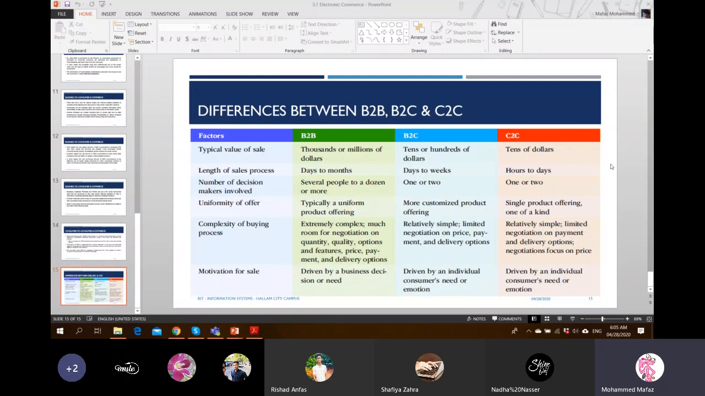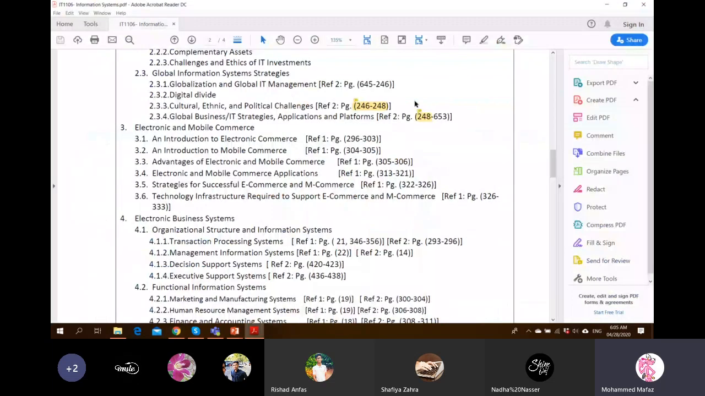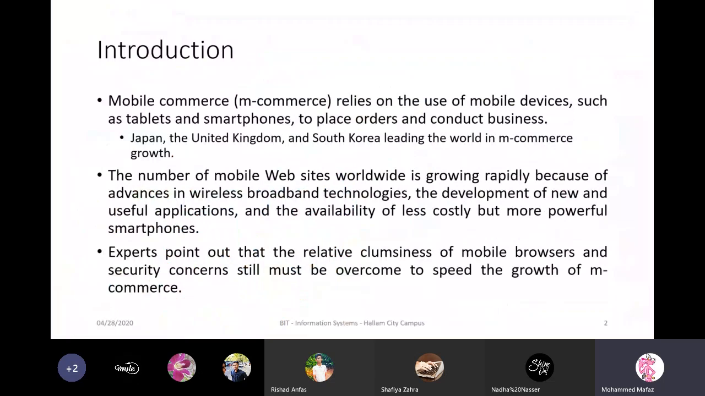So these are some thoughts under e-commerce solutions. Let me move into the final section. Just 9 or 8 slides. Mobile commerce. So mobile commerce relies on the use of mobile devices such as tablets and smartphones to place orders and conduct business. Today, Japan, United Kingdom and South Korea are leading the world in mobile commerce growth. Right?